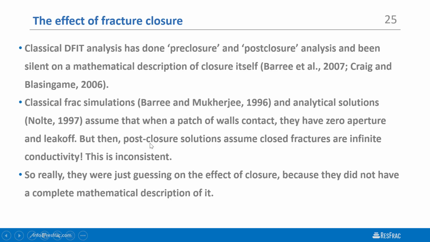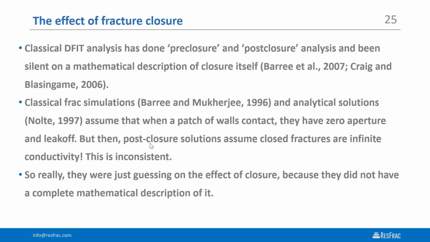The real problem here is that if you look at post-closure solutions, they assume infinite conductivity. So effectively what we find is a logical inconsistency that's been hidden by the use of two different analytic solutions. On the one hand, we do a solution for pre-closure that assumes when the fracture walls contact, there's no more aperture and leak-off happening. But then later on in the transient, that zero leak-off, zero conductivity fracture has turned into an infinite conductivity fracture. So it's a logical inconsistency that's avoided by just doing two different solutions.